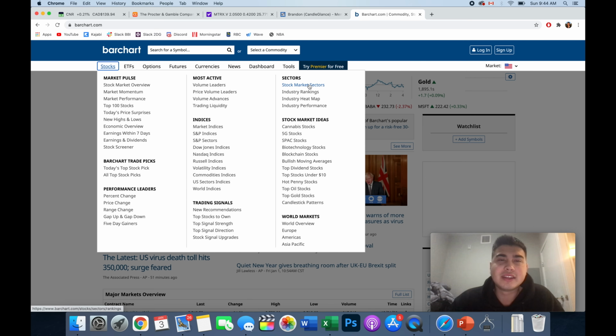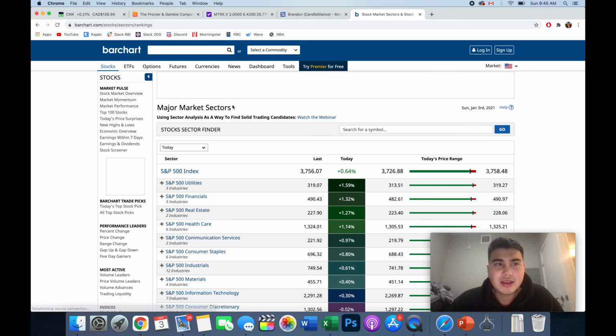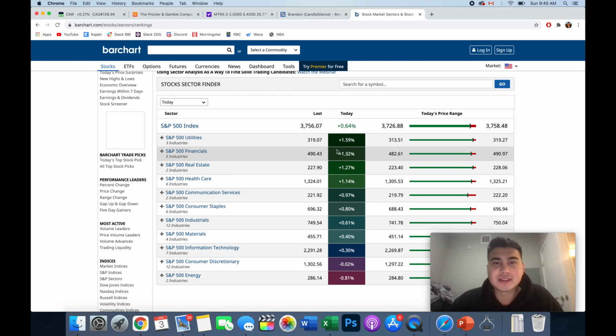You can really look at the different sectors. I really like the way you can look at the sectors. So for example, if you go to the stock market sectors, it will bring up how the different industries are performing, or the different sectors, I should say.